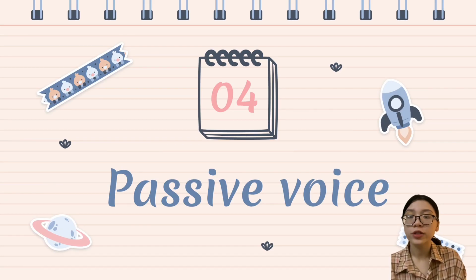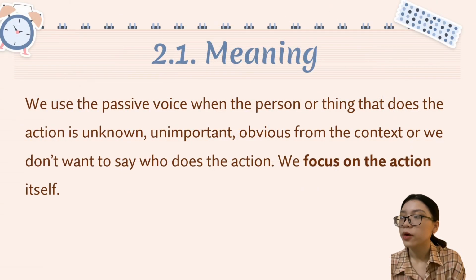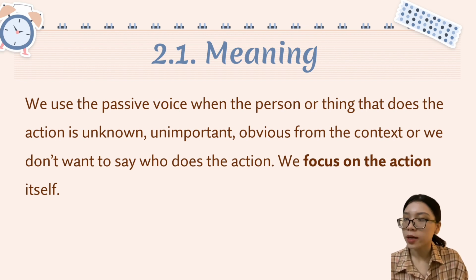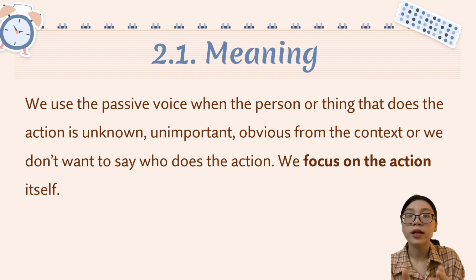On to the next part, which is passive voice. Well, it's good to know when we should use the structure. We use the passive voice when the person or thing that does the action is unknown, unimportant, obvious from the context, or we don't want to say who does the action. We focus on the action itself.